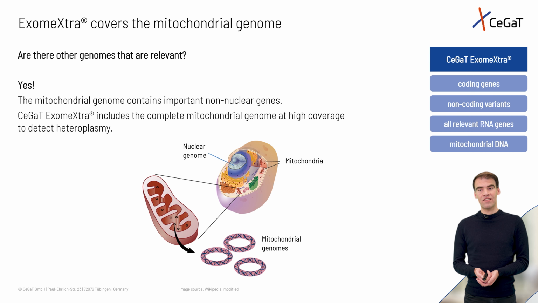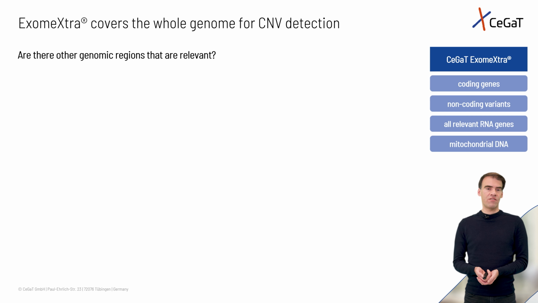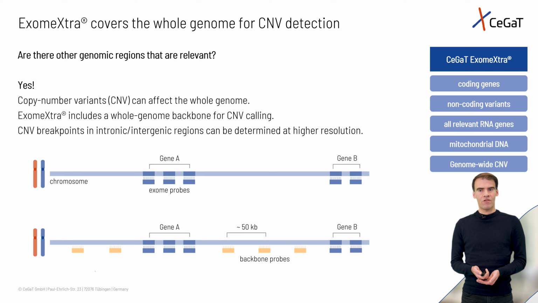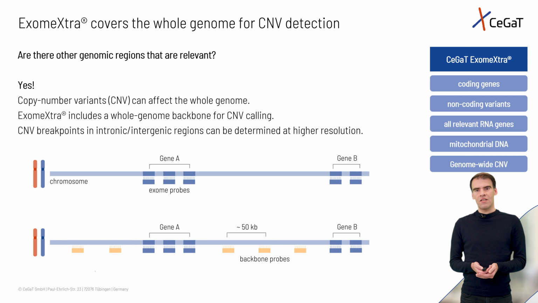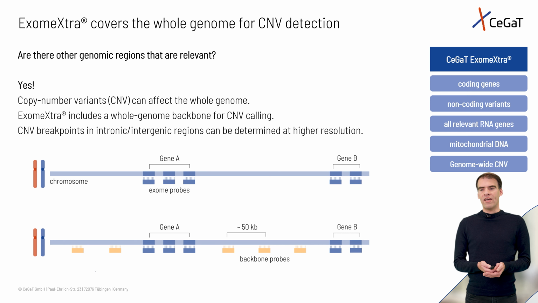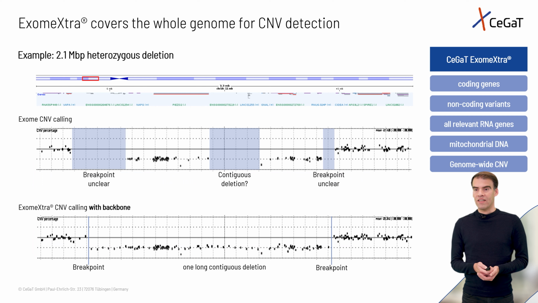And the final question is, are there other genomic regions that are relevant? And it might not be a surprise, but again the answer is yes. Copy number variants, so-called CNVs, can affect the whole genome. And this is why in ExomeXtra we include a genome-wide backbone for CNV calling. CNV breakpoints in intronic and intergenic regions are usually detected using a method like array-CGH. By the inclusion of Xtra probes in these regions, we can now use the ExomeXtra for this detection. I will share an example with you on this next slide.